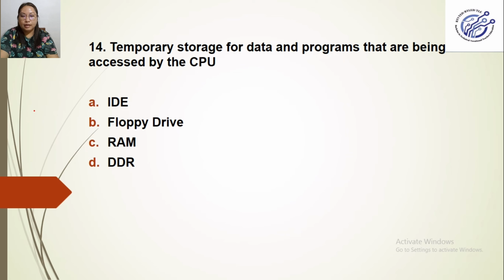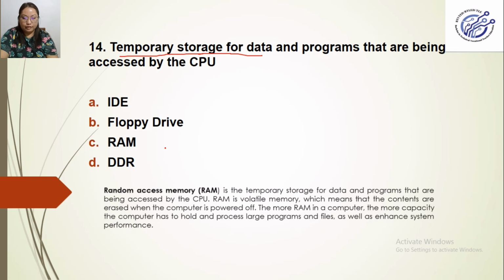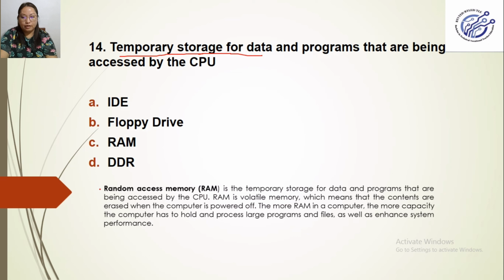Number 14, temporary storage for data and programs that are being accessed by the CPU. So temporary po. Tandaan po natin sa ating question, i-note po natin yung temporary storage for data. So diretso na po tayo sa ating sagot. So yung ating RAM po ay temporary storage for data and programs that are being accessed by the CPU. So number 14, yung sagot po natin is letter C, RAM.